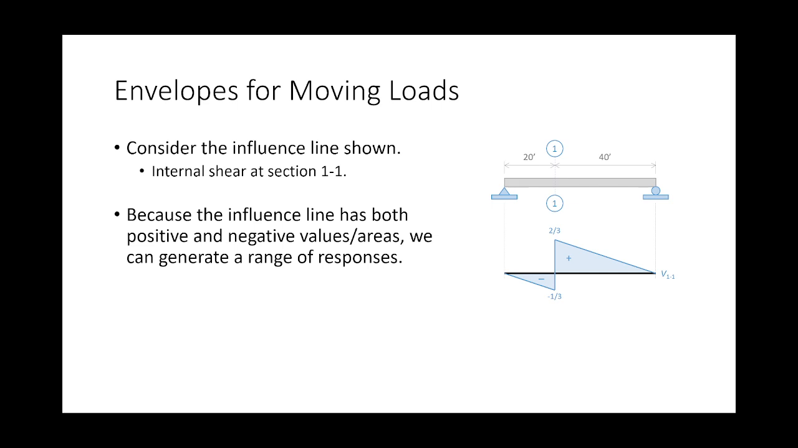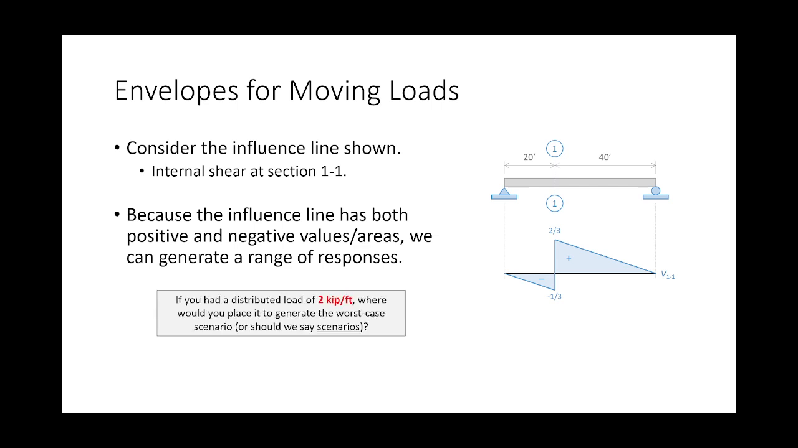Because the influence line has positive and negative values, there's negative values on the influence line and there's positive values on the influence line. Because it has a range, we can generate a range of responses, okay? So I want you to think about this. If I had a distributed load of, let's say, 2 kips per foot, where do I put that load to generate the worst case scenario? Or maybe I should say worst case scenarios, okay?